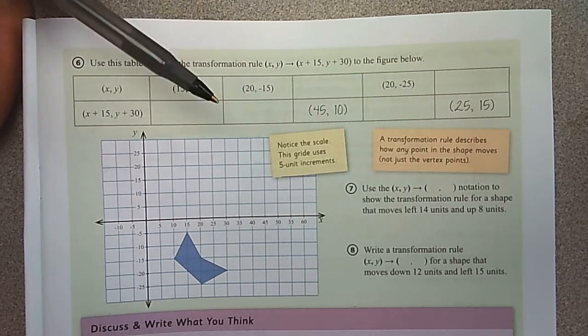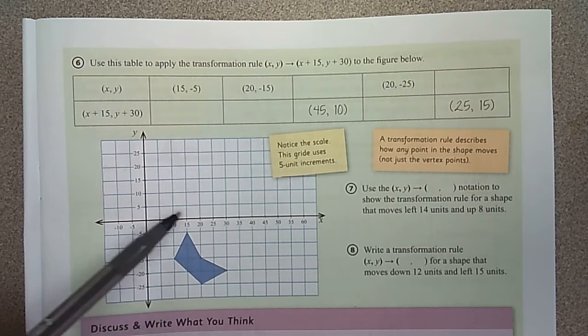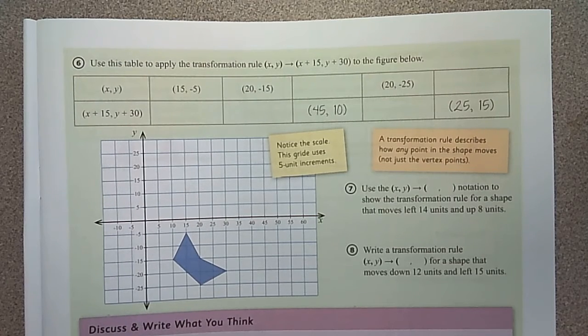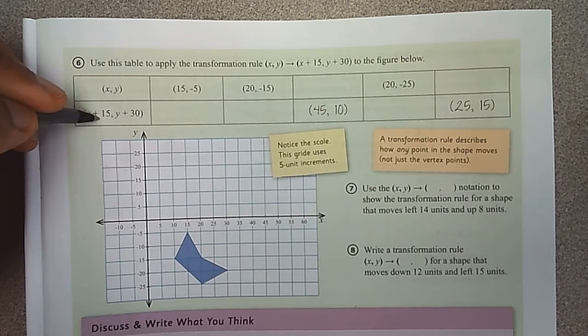What do you mean 30? So if you go down here, these go by 5. So if it moves 30, you're going to move 6 lines. Okay, that makes sense. So for my x's, I'm going to add 15.